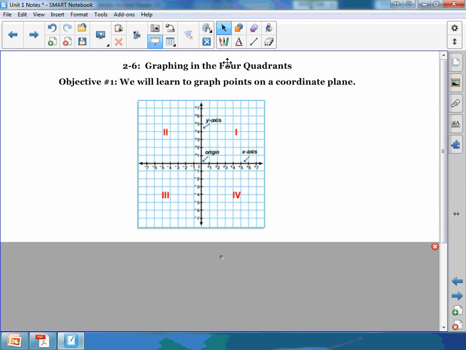The quadrants are created by 2 intersecting lines, and those 2 lines are called your axes. You have your x-axis, which is your horizontal axis. You have your y-axis, which runs vertically. Those 2 meet and create a right angle, perpendicular you could call them. And where they intersect, that location is called the origin.